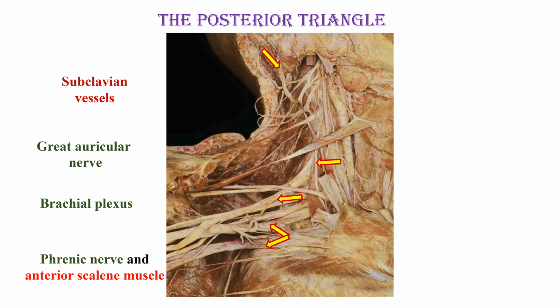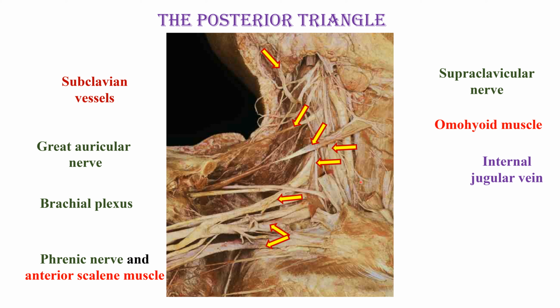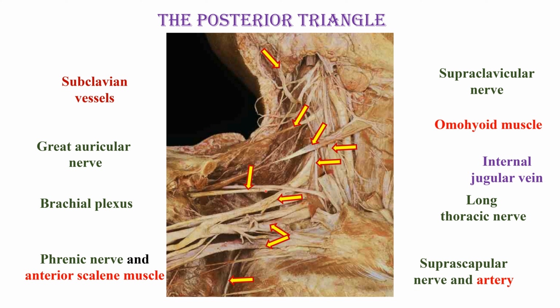That is the phrenic nerve, which lies anterior to the scalenus anterior muscle. And that is the supraclavicular nerve, which comes from the cervical plexus. That is the omohyoid, superior belly and inferior belly, with the inferior belly in the posterior triangle. That is the internal jugular vein here. And that is the long thoracic nerve, the nerve to serratus anterior. And this is the suprascapular artery, which is this one, and the nerve, which is this one here.